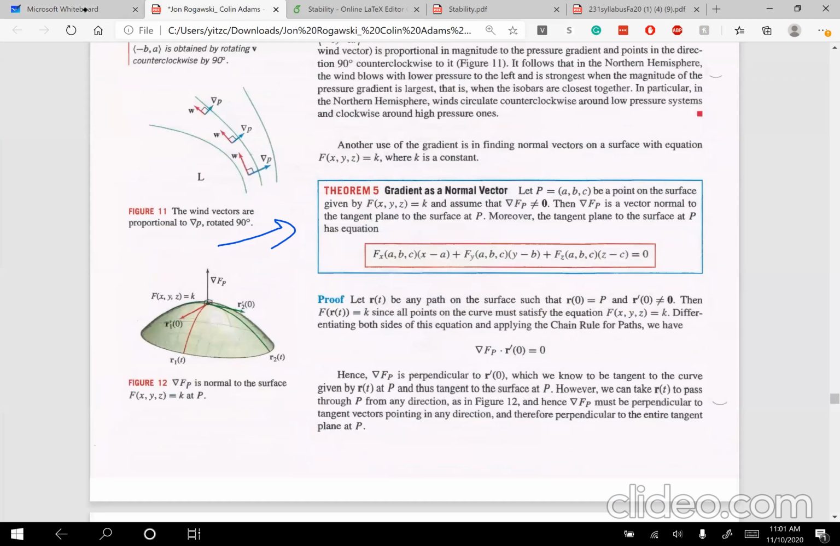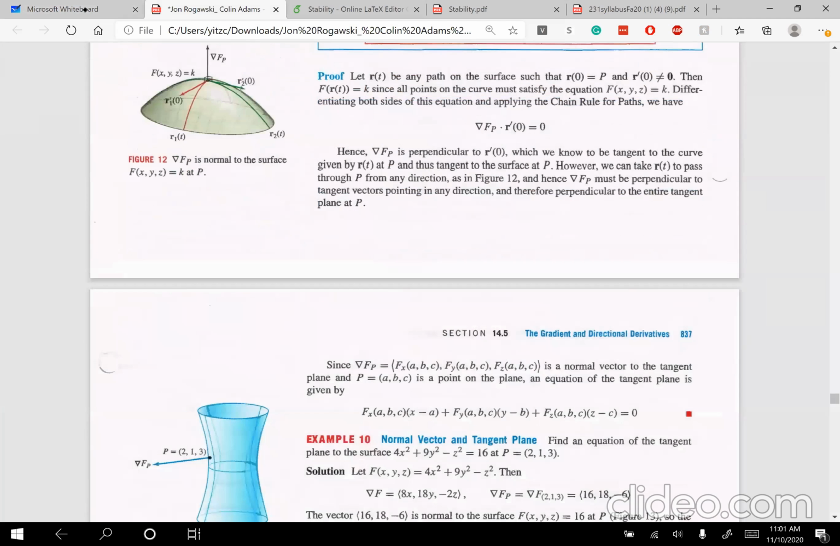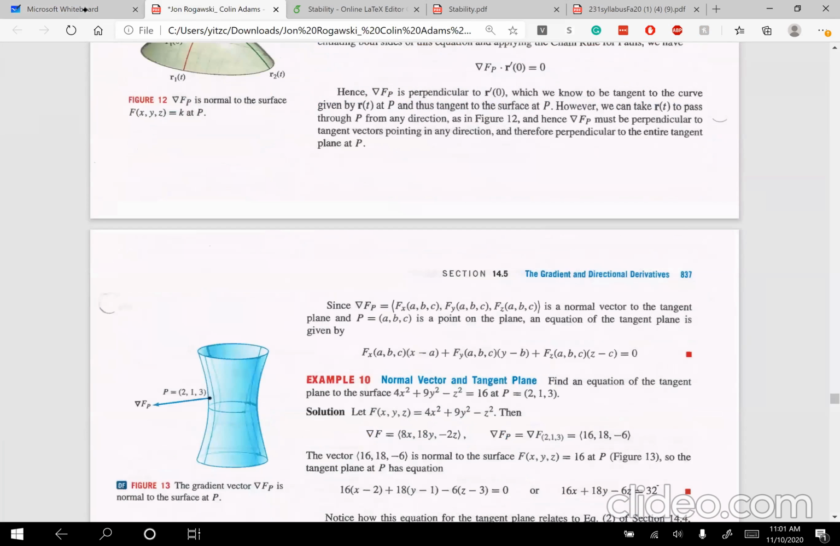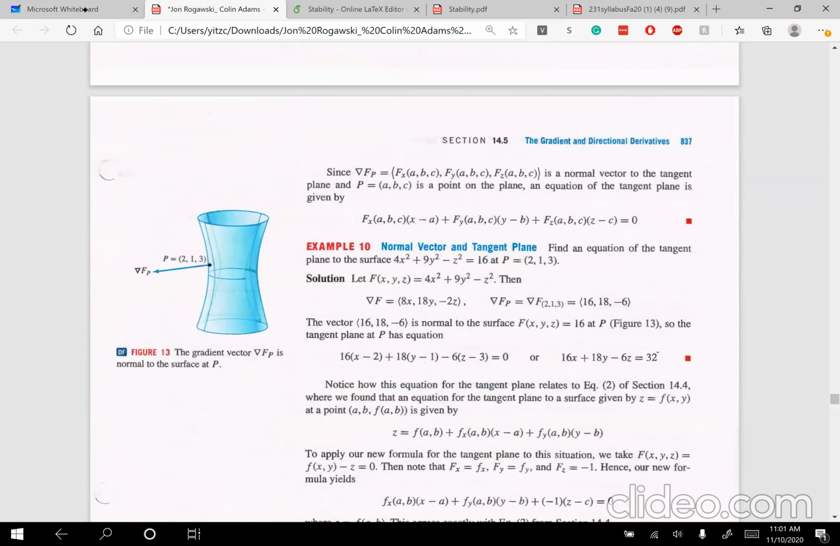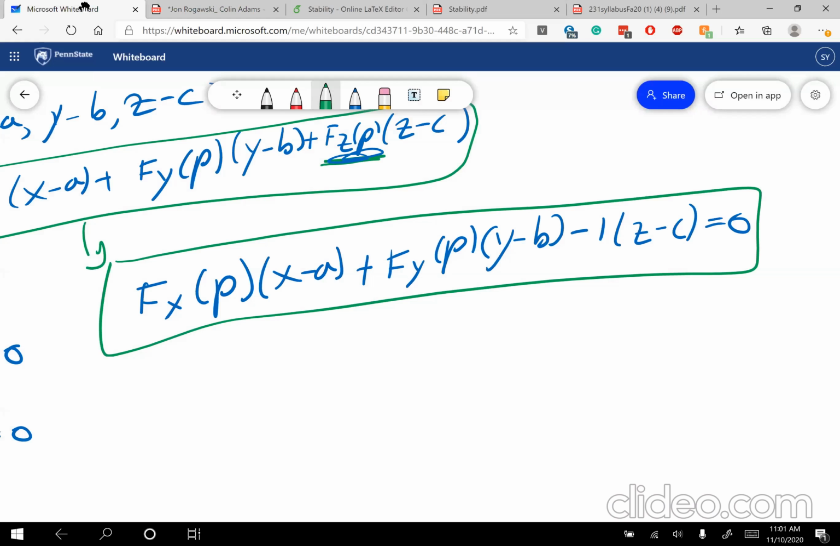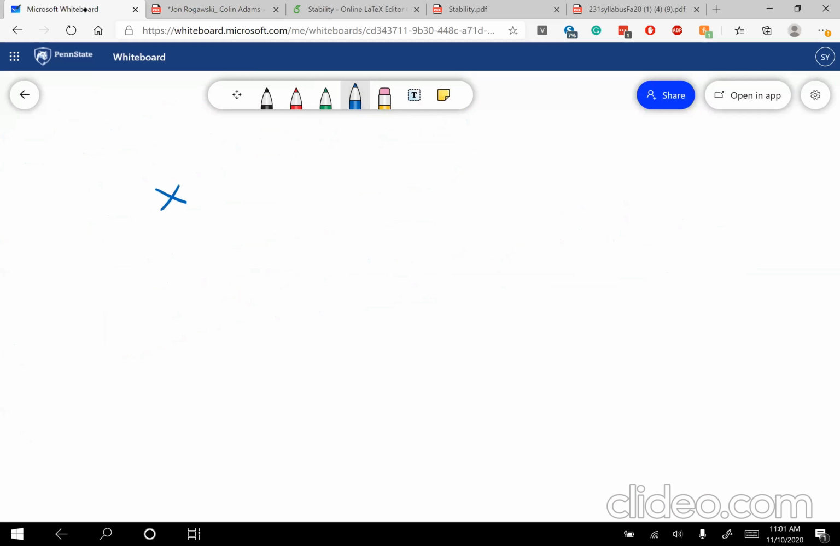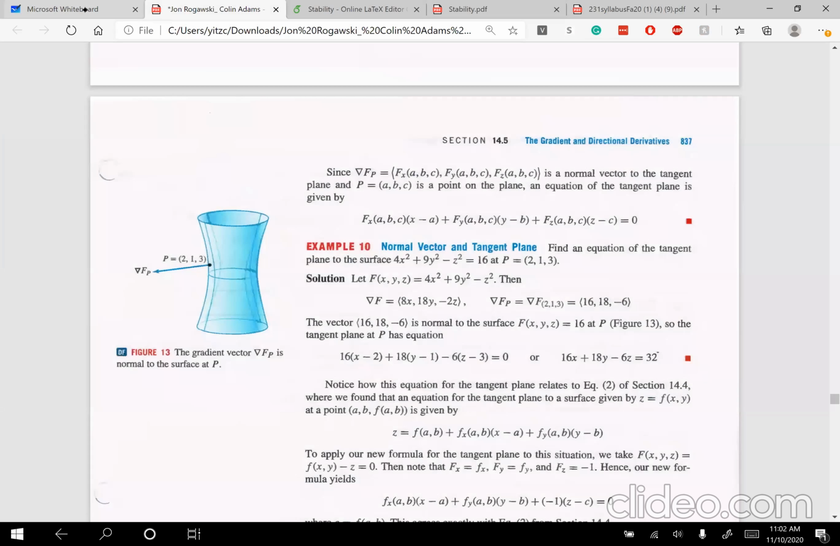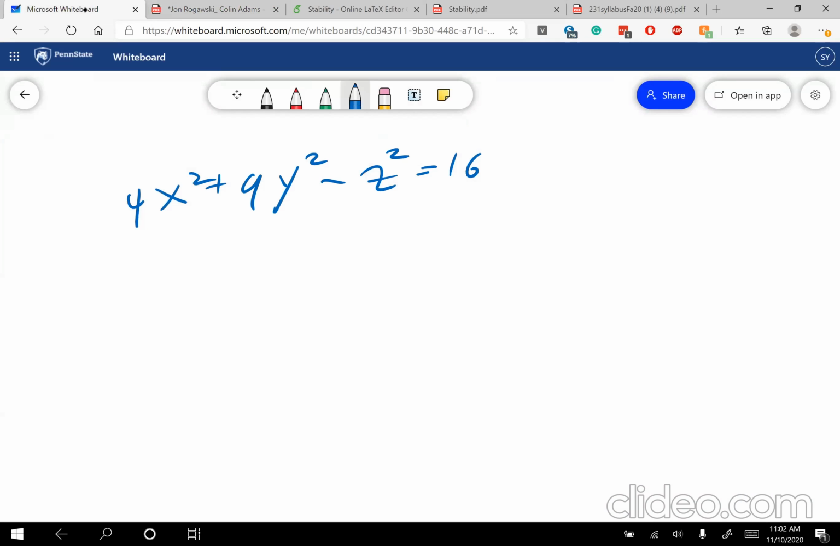So let's continue with an example. They want us to find the normal vector and tangent plane for the equation of the surface 4x squared plus 9y squared minus z squared is equal to 16, at P equal to (2, 1, 3).